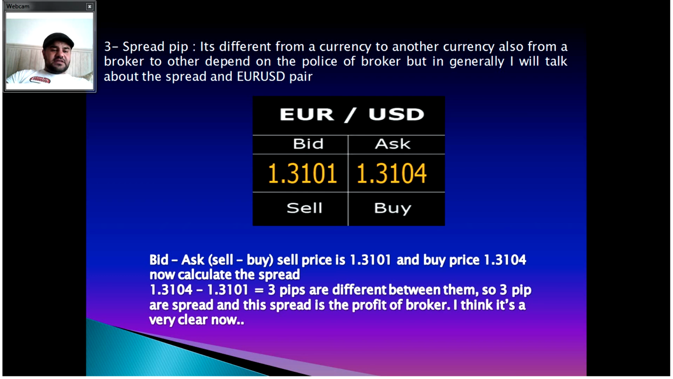Let's talk about the spread. What is spread? It is the difference between buy and sell. If you have a sell and a buy, the difference between them is only 3 pips. What are these 3 pips? These 3 pips go to the broker. It's the profit of the broker.